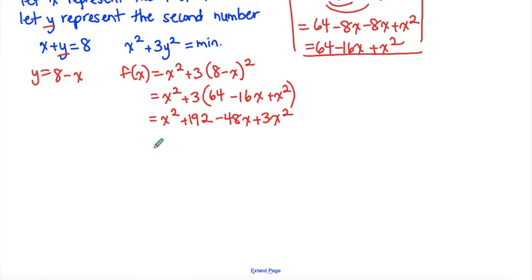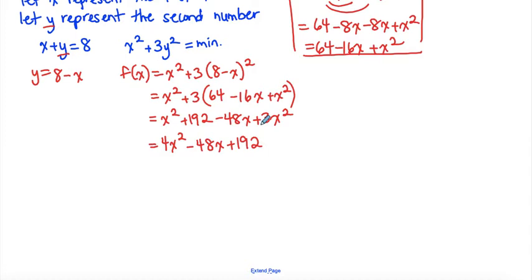And I'm just going to collect my like terms. So x squared, remember there's no number in front of your x squared, it's an imaginary one. So x squared plus 3x squared is 4x squared, plus 192. Actually, I'm going to rewrite this so that I put my x term first. So I'm going to have negative 48x plus 192.